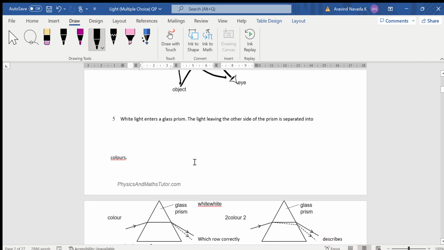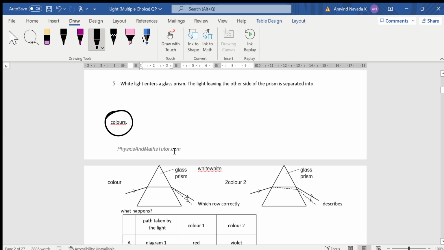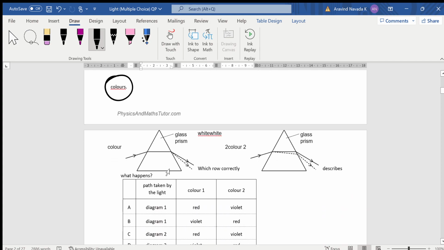Question 5. White light enters a glass prism. The light leaving the other side of the prism is separated into colors. Okay, this is very interesting. So the correct option is this one. Why is this? It starts separating as soon as it enters because of the change in optical density. Okay.